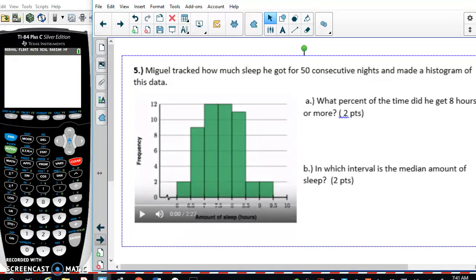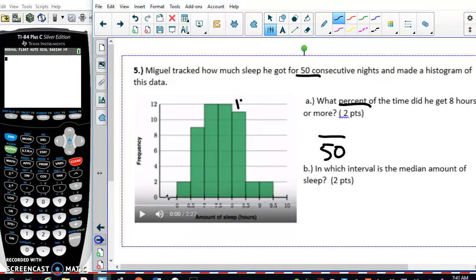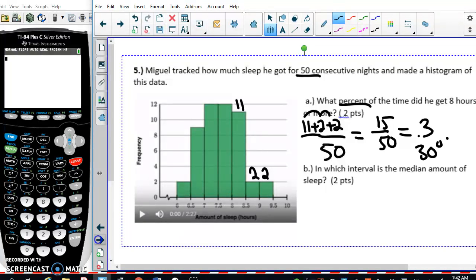All right, Miguel tracked how much sleep he got for 50 nights. So the total number of nights is 50. So we try to figure out a percent. We're dividing by 50. What percent of the time did he get 8 hours or more? So we have here, this is 11 and 2 and 2. So we'd be adding 11 plus 2 plus 2. Okay, adding those up. So that's 11, 13, and then 15. So 15 divided by 50. And that's going to give us 0.3 or 30%.